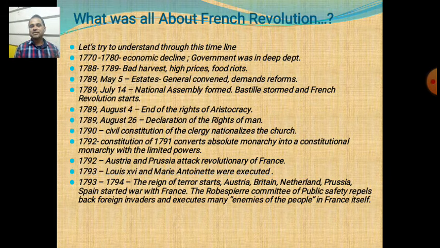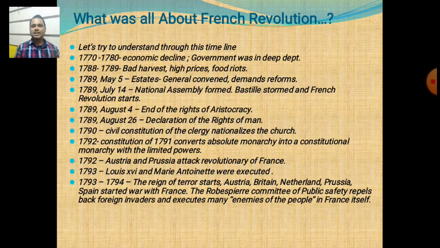1792, Constitution of 1791 converts, means the constitution that was there in French in 1791 was reformed, and then we can see that French turns from absolute monarchy to constitutional monarchy. Now what is absolute monarchy? What is constitutional monarchy? Absolute monarchy means where the king exercises all the power without any restrictions. Constitutional monarchy means some power of the king will be decentralized among the people's representatives. This is the difference between absolute monarchy and constitutional monarchy.